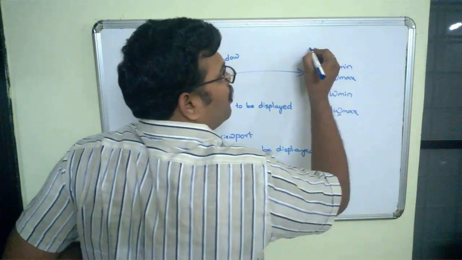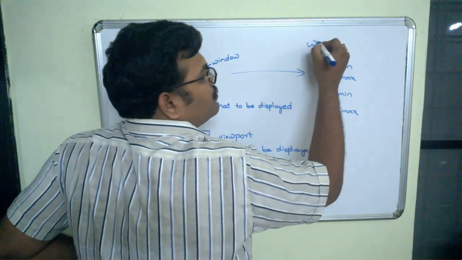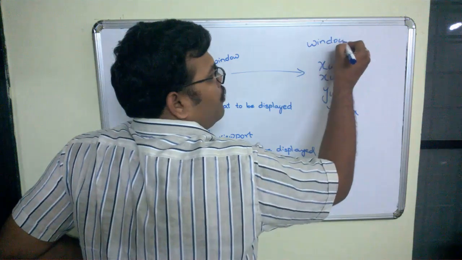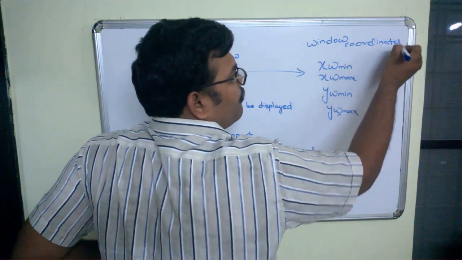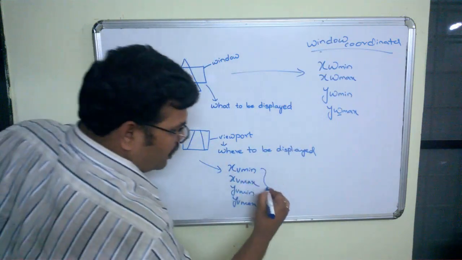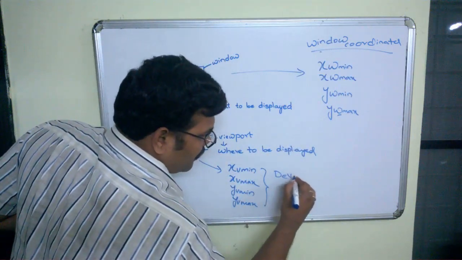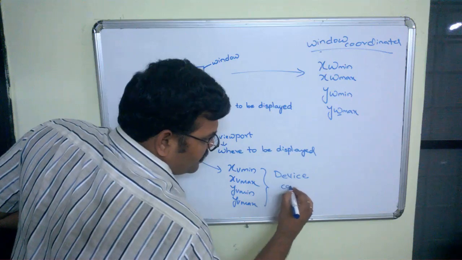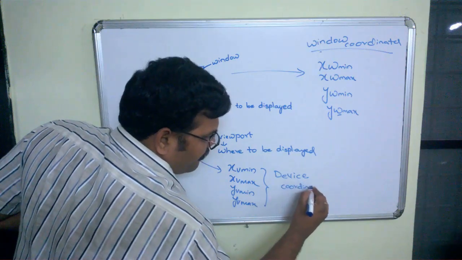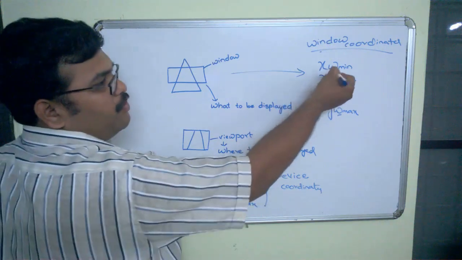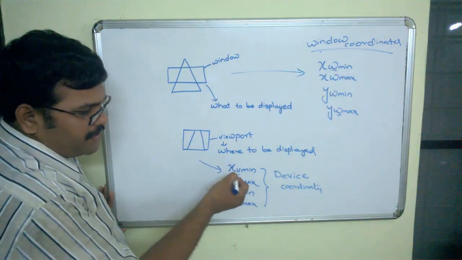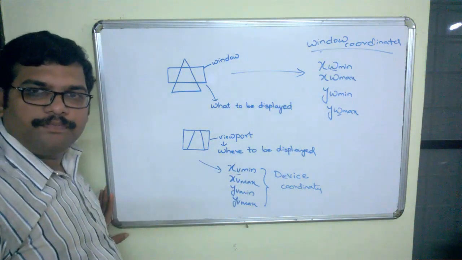So these can be called window coordinates. This can be called device coordinates, or simply we can call it viewport coordinates. So here W represents the window, V represents the viewport.